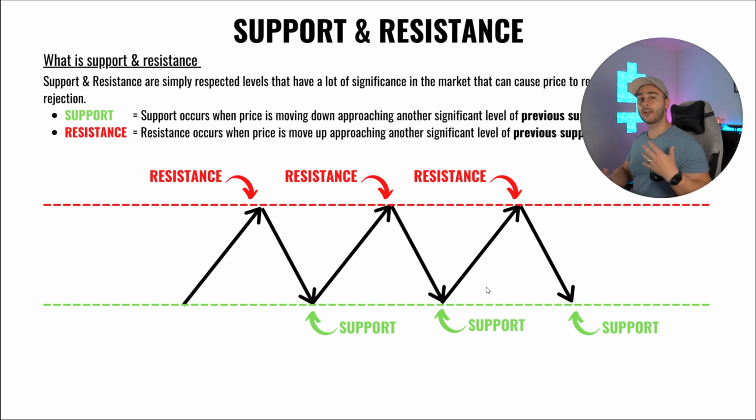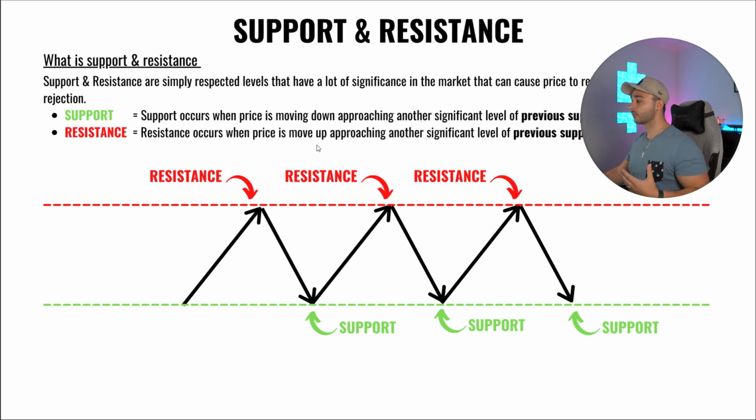Now that we have an understanding of how trends work and how we define trends in the market with higher highs or higher lows, and lower in a bearish trend, let's move into support and resistance and bring all this together to give you a better understanding of what's happening inside the market. Support and resistance are simply respected levels that have a lot of significance in the market that can cause price to react with a pause or a rejection.